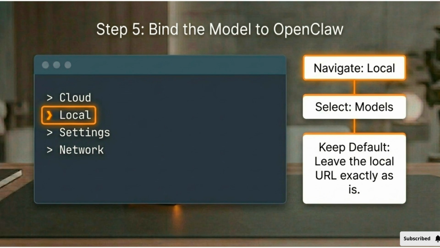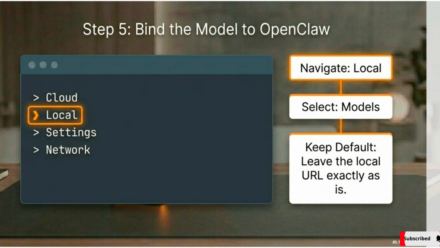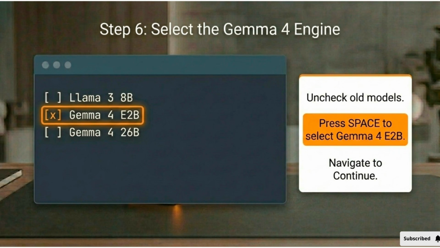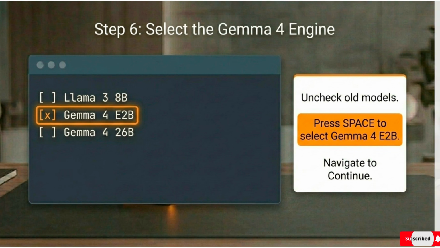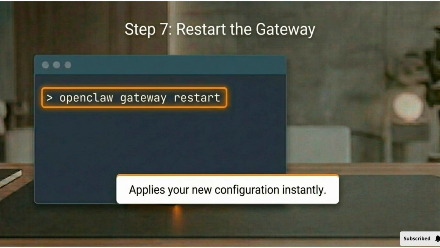Step 5, bind the model to OpenClaw. Navigate to Local, select Models, and keep the default local URL exactly as it is. Step 6, select the Gemma 4 engine. Uncheck any old models and press space to select Gemma 4 E2B. Then, navigate to Continue.